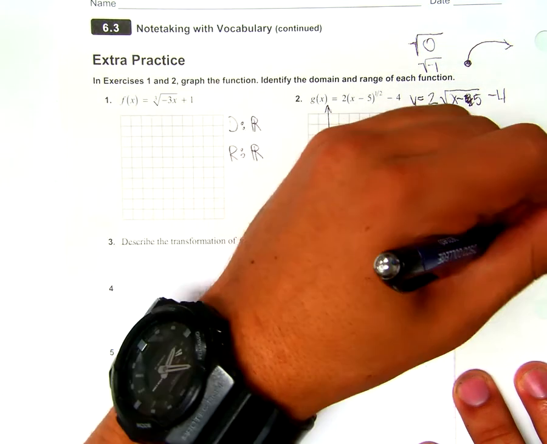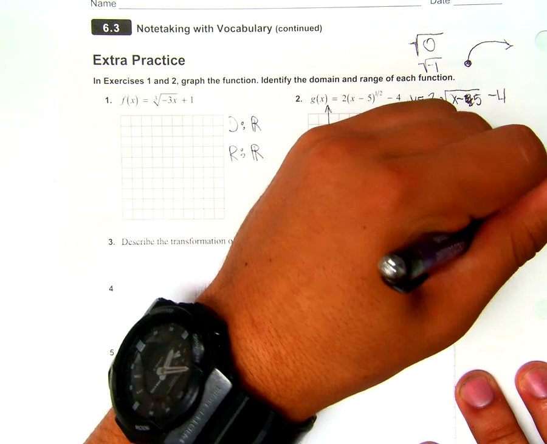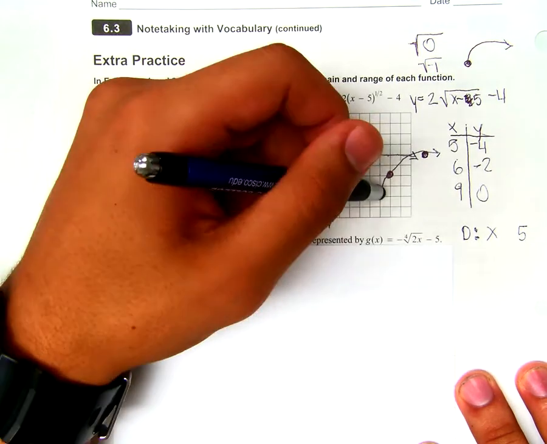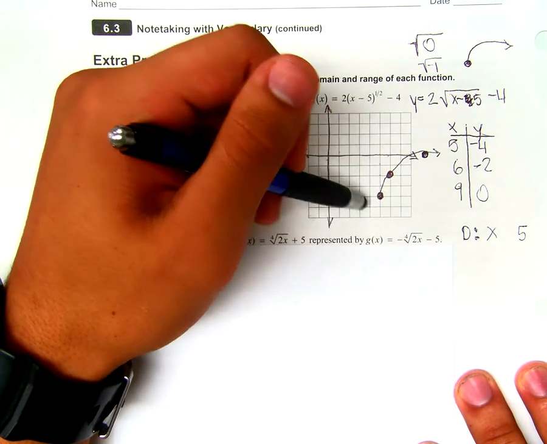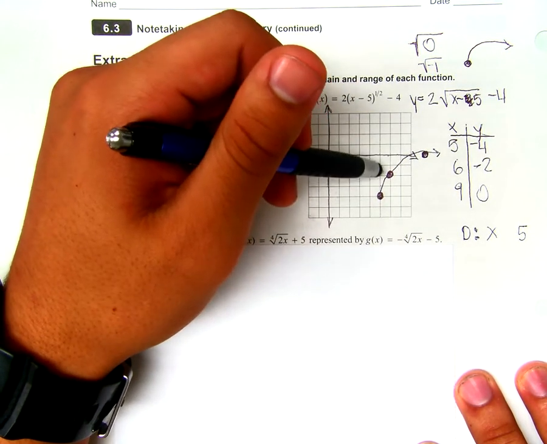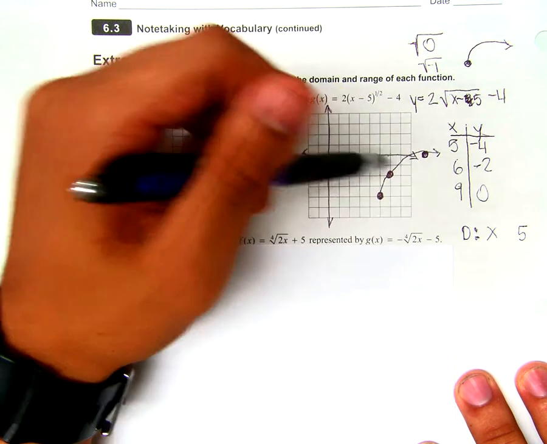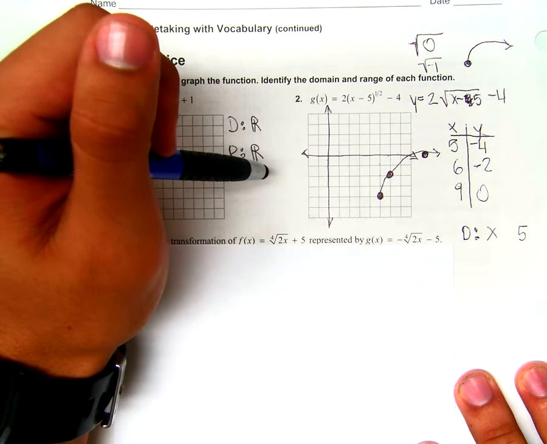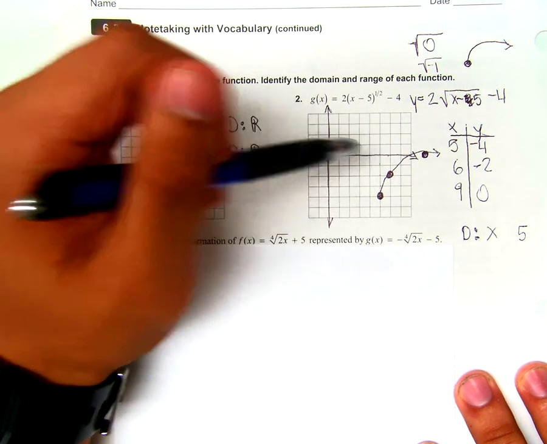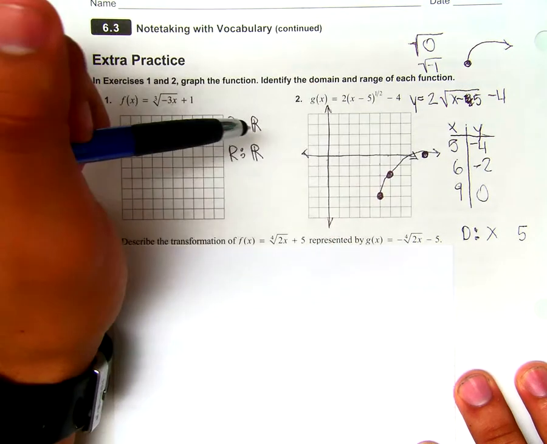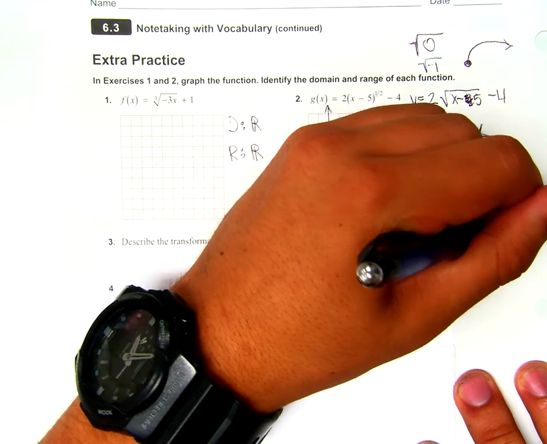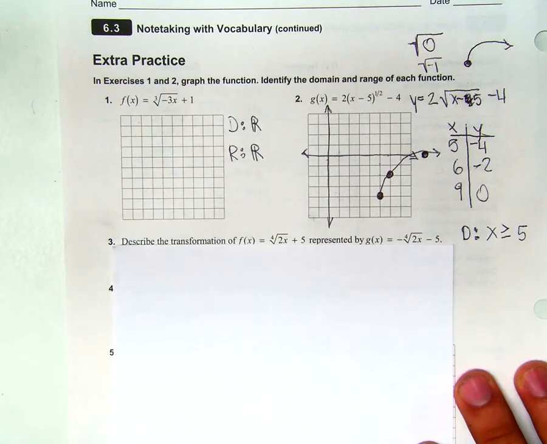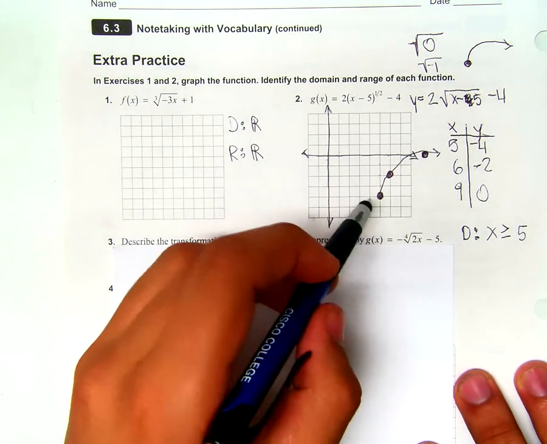Alright, so we know we have 5 out here, and we know we have x. Okay, we know we're talking about the x's, and we know we have 5 here. Well, are the values greater than 5 or less than 5? Well, they're greater than 5. They're going this way. Okay, so the domain is x is greater than or equal to 5. And it's equal to because it's a solid dot.